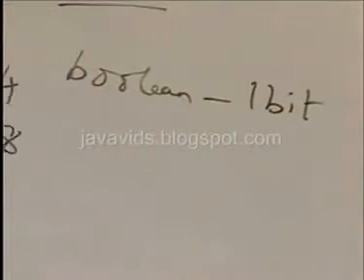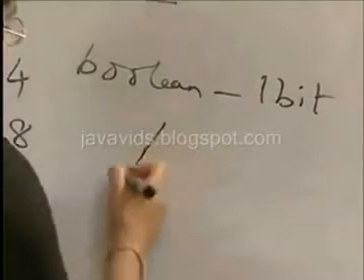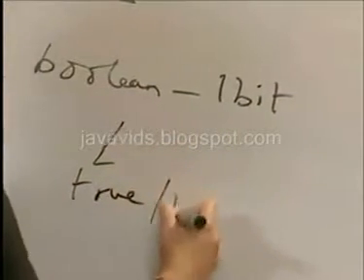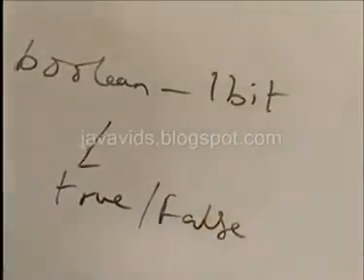For Boolean, the values can only be true or false, all in lowercase. These cannot be replaced with 1 and 0 like we used to do in C.